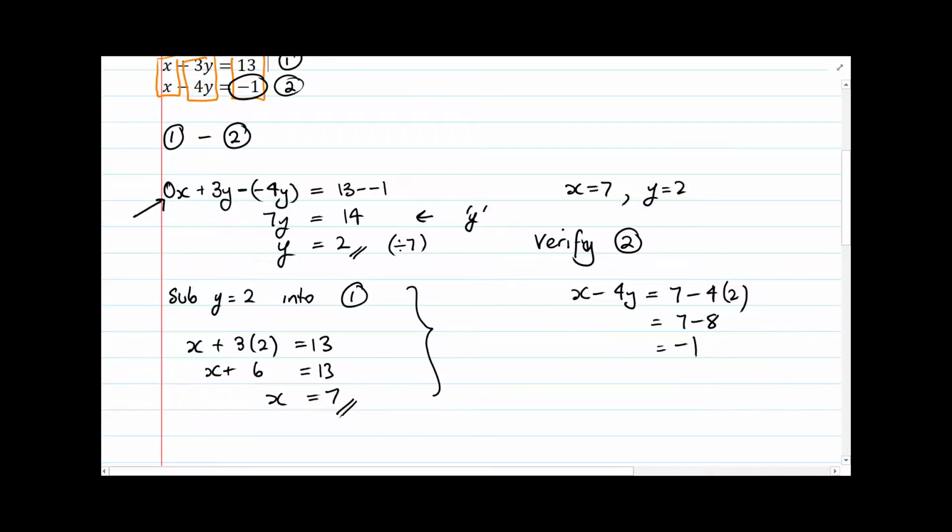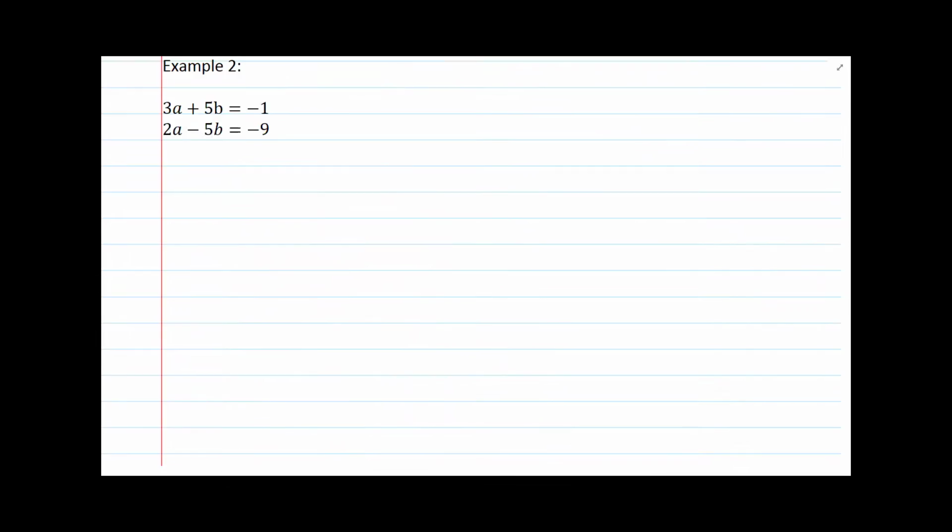Let's have a look at example number 2. In example number 2, I've deliberately chosen to use a and b. I really want to show you that you can use a and b or any other variables we'd like to. 3a plus 5b is equal to negative 1, and 2a minus 5b is equal to negative 9. I've set this up deliberately because, again, we already have a matching set of coefficients, the 5b's, but this time I have 5b as a positive in the first equation and a negative in the second equation.